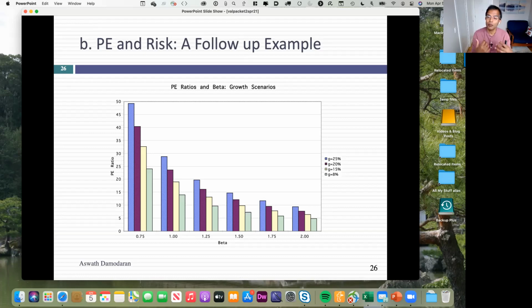In many cases, the payoff is greater if you focus on growth less and risk more as you get to a point in your life cycle.